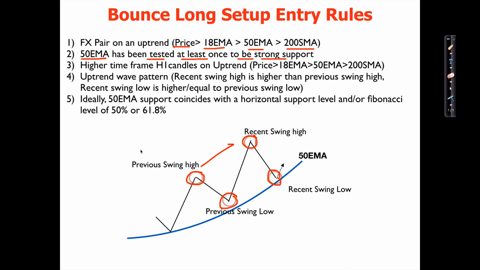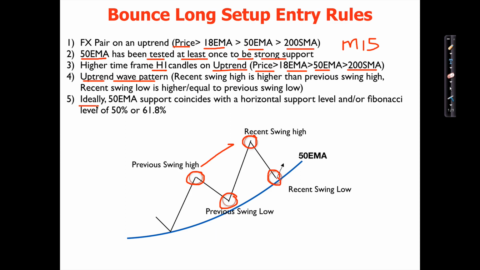If you're trading this on M15, the 15-minute time frame, then check the higher level time frame for alignment. So you have to look at the H1 time frame to ensure that the H1 time frame is also in an uptrend, which means you've got the same sequence: price above 18, 18 above 50, 50 above 200. And like I mentioned, you must have the uptrend wave pattern of higher highs and higher lows.